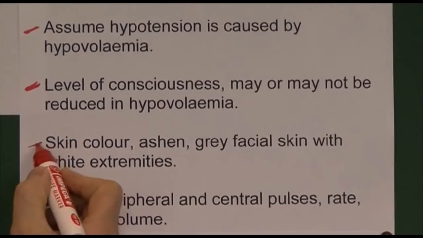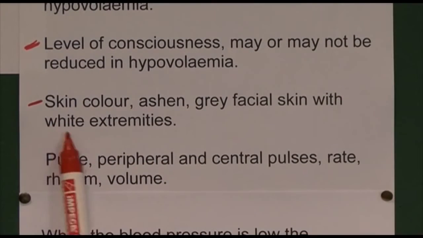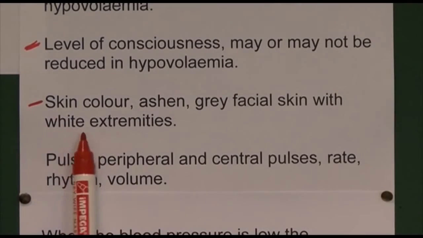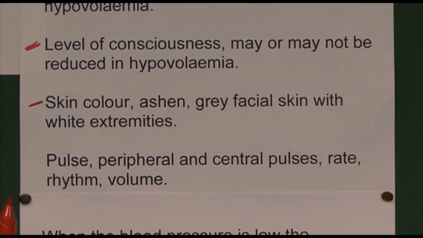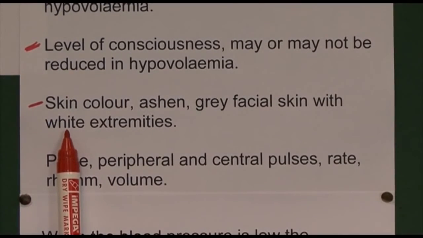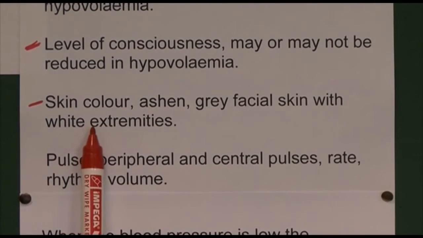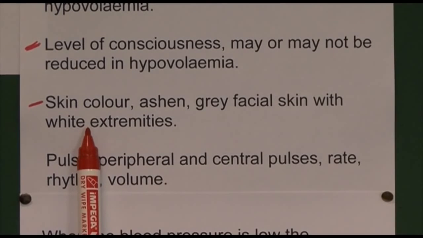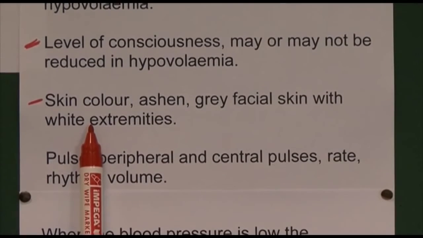But the skin colour will usually be pale, an ashen grey colour, and white and cold extremities. Now, I know this is harder if you're working with patients that are black or brown, as opposed to working with people that are white. So look particularly at the lips, the conjunctiva of the eye, the fingernails, the palms of the hands, the soles of the feet. Look where you can. The perfusion of the lips is a good indicator. What colour are the patient's lips? Have they gone pale? In which case the patient is probably hypoperfused.